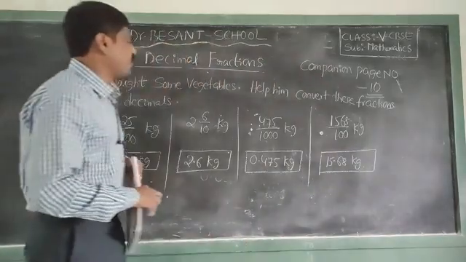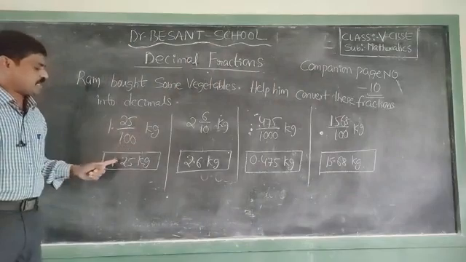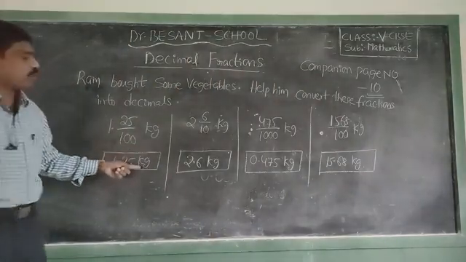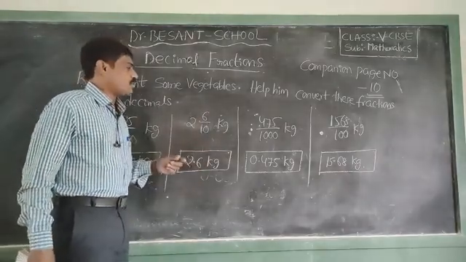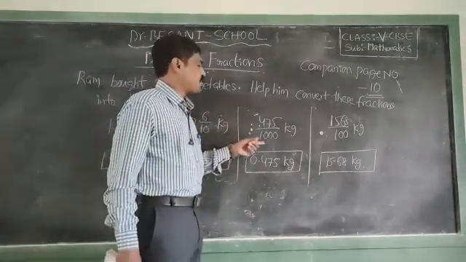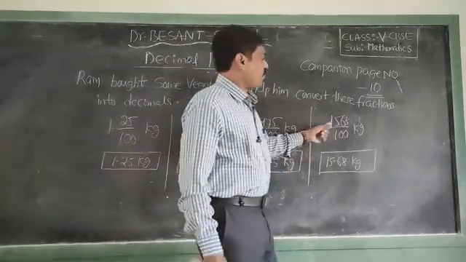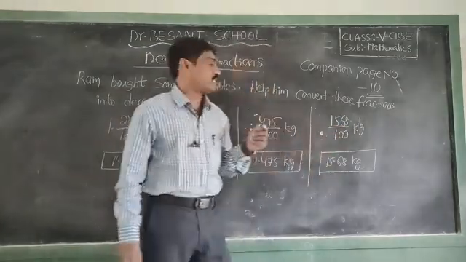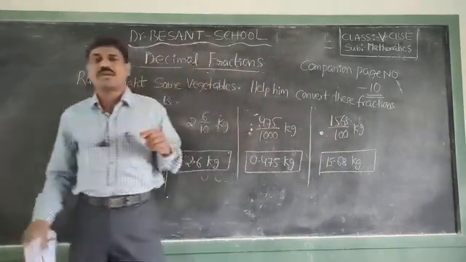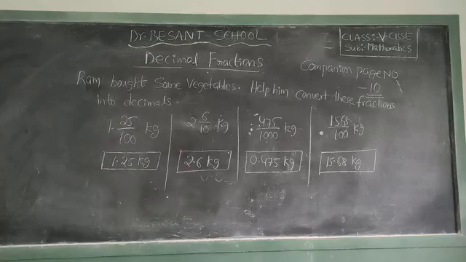Okay, like this we have to write. So this is 125 by 100 kg, that means 1.25 kilograms. 2 and 6 by 10 kg, that means 2.6 kilograms. 475 by 1000 kilograms, that is equal to 0.475 kg. 1568 by 100 kg, that means 15.68 kilograms. Like this we have to write. Children, is it clear? I think so. Note down.